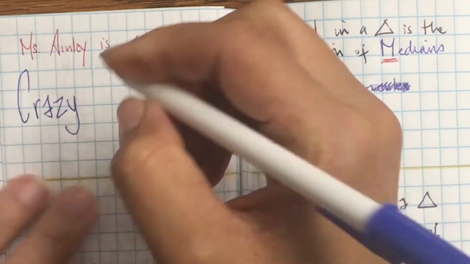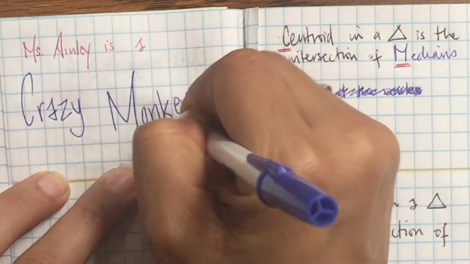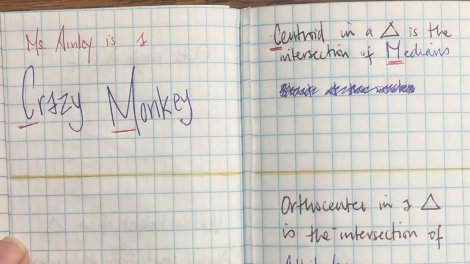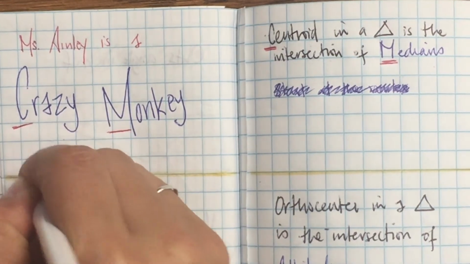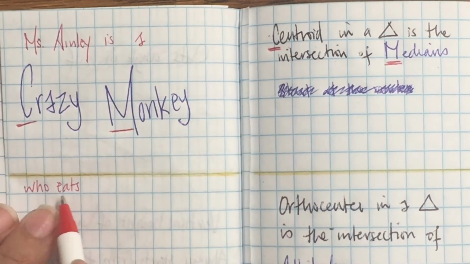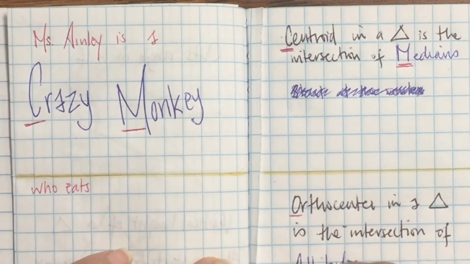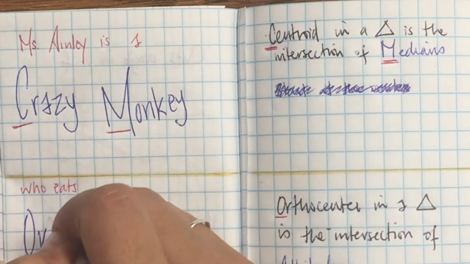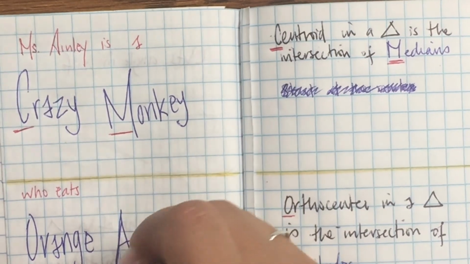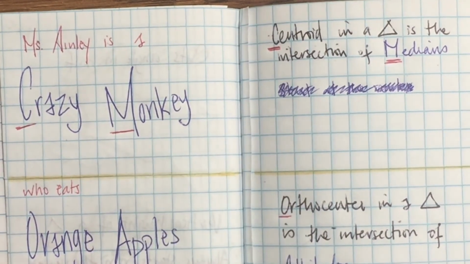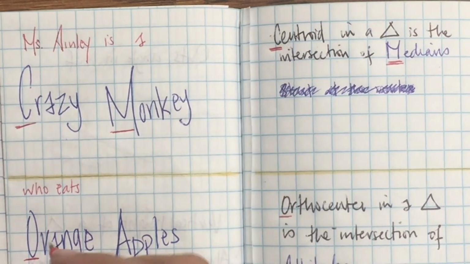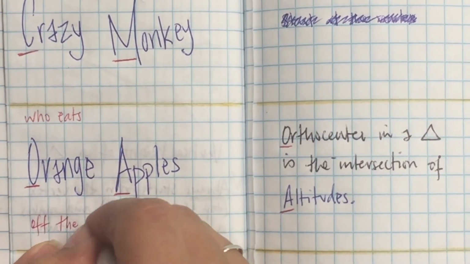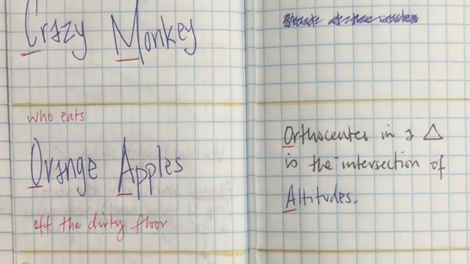Yeah, I said it. You can call me that. I'm good. Miss Ainley is a crazy monkey who eats... and then I need something for orthocenter with an O and then an A for altitudes. So you can say who eats orange apples, because I do, off the dirty floor. And if I haven't done this in your class period, ask me and I'll do it in front of you. Who eats orange apples off the dirty floors and loves the listening check.